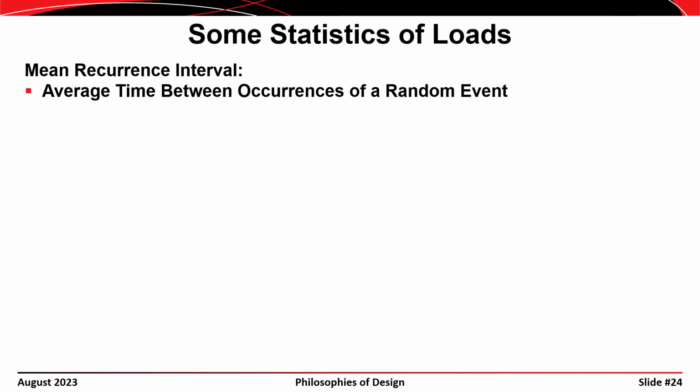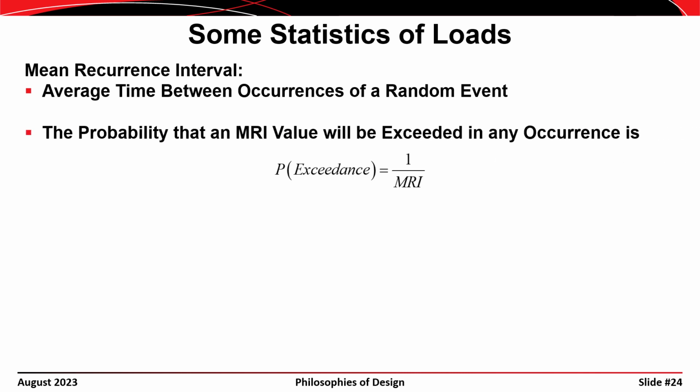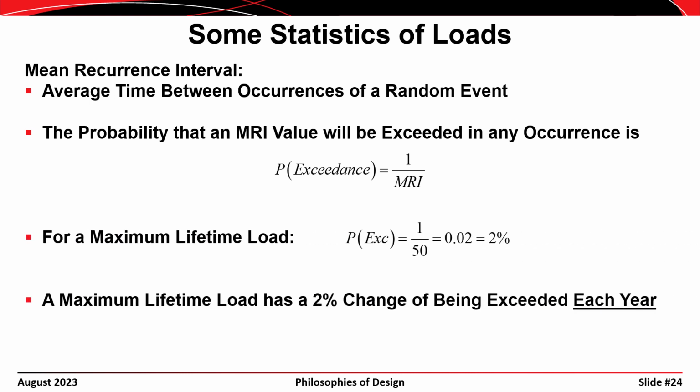Now, the probability that an MRI value will be exceeded in any occurrence can be calculated as 1 over the MRI, 1 over the mean recurrence interval. So for a maximum lifetime load, you would say 1 over 50 years is 0.02 or 2%. So that means that a maximum lifetime load has a 2% chance of being exceeded each year. So if we talk about a 50-year rain or a 50-year storm, then in any given year, there's a 2% chance that that 50-year storm will be exceeded.